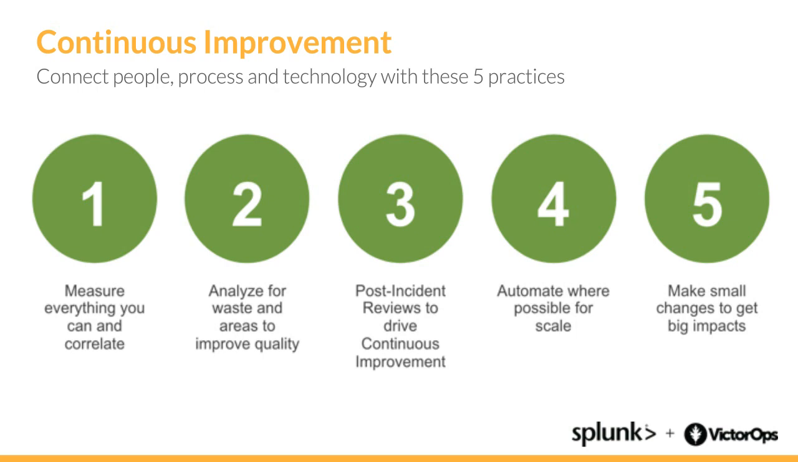The second thing is that you need to look for waste in areas to improve quality. This may involve things like reducing toil, excessive labor for a particular task, or it may be ensuring that you are delivering the right information and context to people so that they're able to respond more quickly and completely to problems. Third, post-incident reviews, when done correctly, can drive continuous improvement.